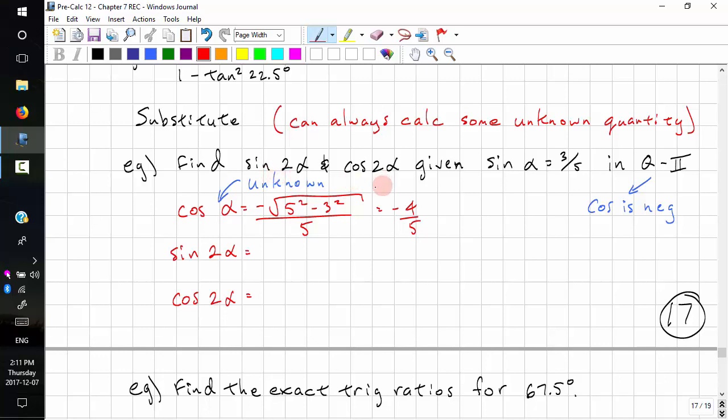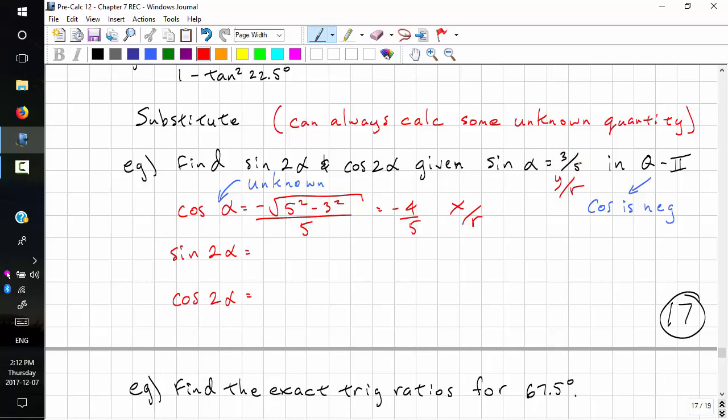Find sine 2 theta and cos 2 theta given that sine theta is equal to 3 over 5. Again, for this type of problem, we're not actually required to find alpha. It's not a special angle. So we can find cos theta. It's unknown. This is y over r. Now we're finding x over r. And finding x, we have to use the Pythagorean theorem. So this is negative the square root of r squared minus x squared, and we get negative 4 over 5. We see this triangle a lot, so you should memorize this Pythagorean triplet.